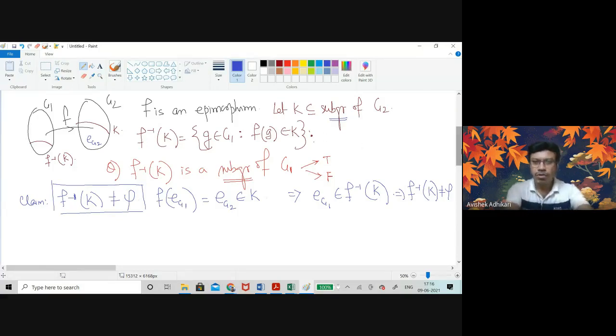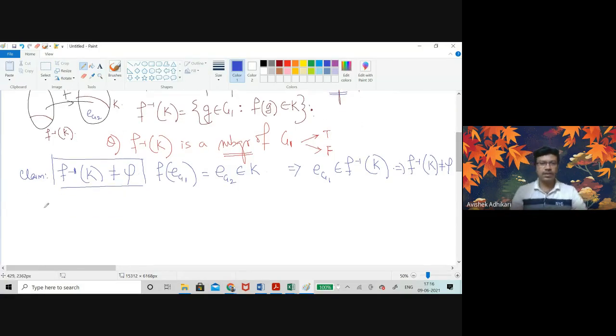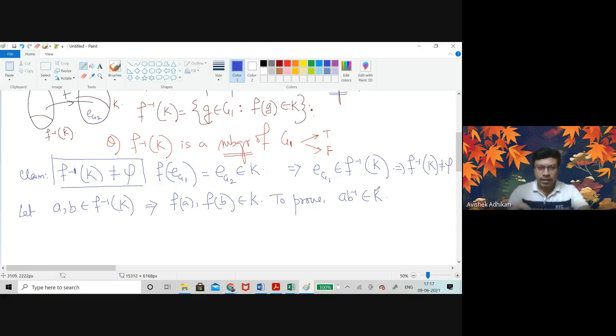Next, we need to take two elements from here. Let a, b belong to F inverse K. That implies F of a and F of b belong to K. What do you need to prove? To prove that a b inverse belongs to F inverse K, what do you need to show? You just need to show F of a b inverse belongs to K. Okay, so I'll repeat it again.